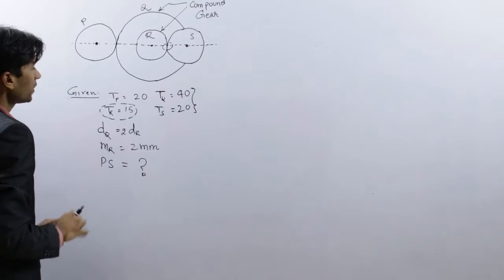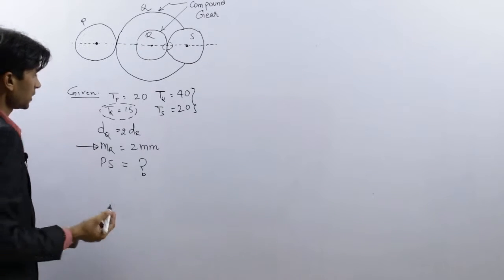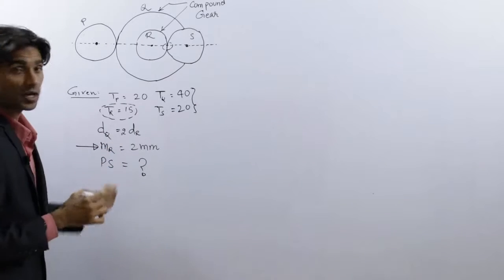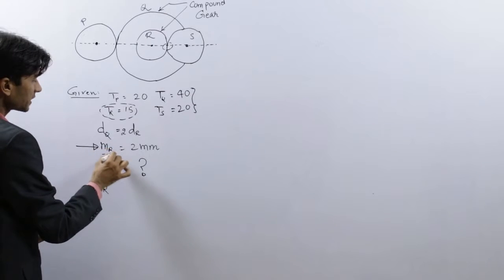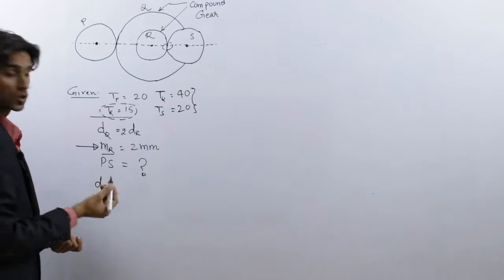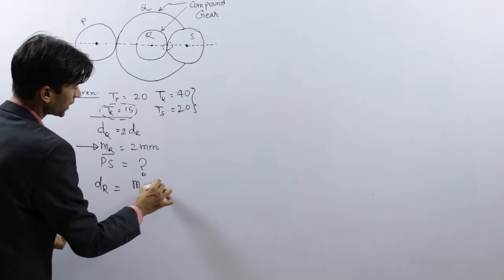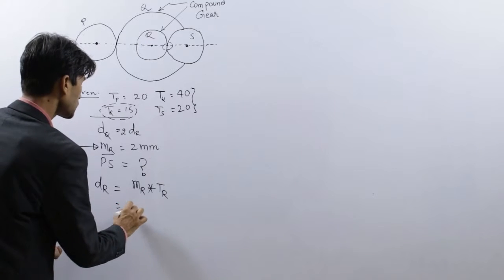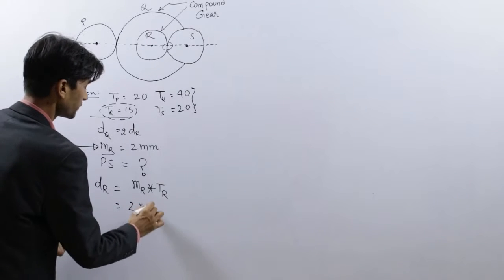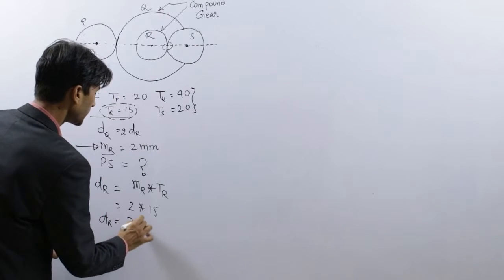Okay. So now, what is given? First of all, the number of teeth and the module are given to us. The module is given for gear R, so we can find the diameter of R because the number of teeth is also given. Diameter is equal to module multiplied by the number of teeth. The module is 2 and the number of teeth is 15, so the diameter of gear R comes out to be 30 mm.